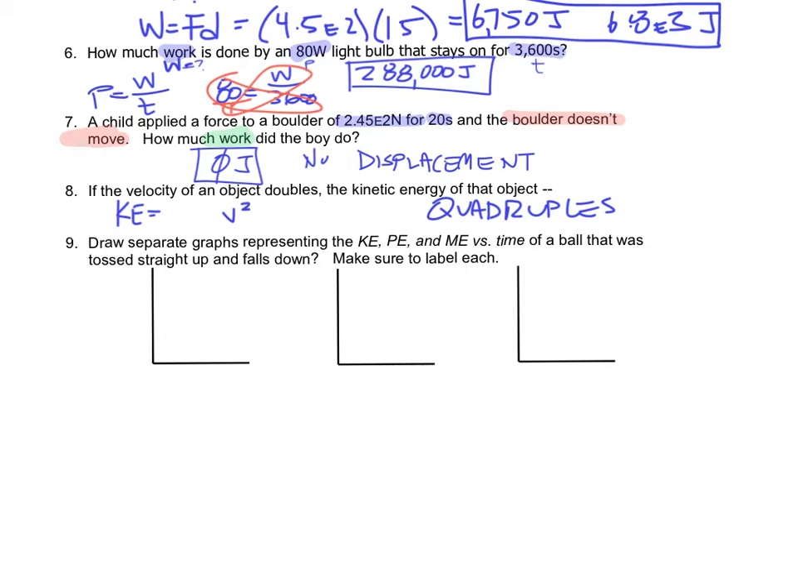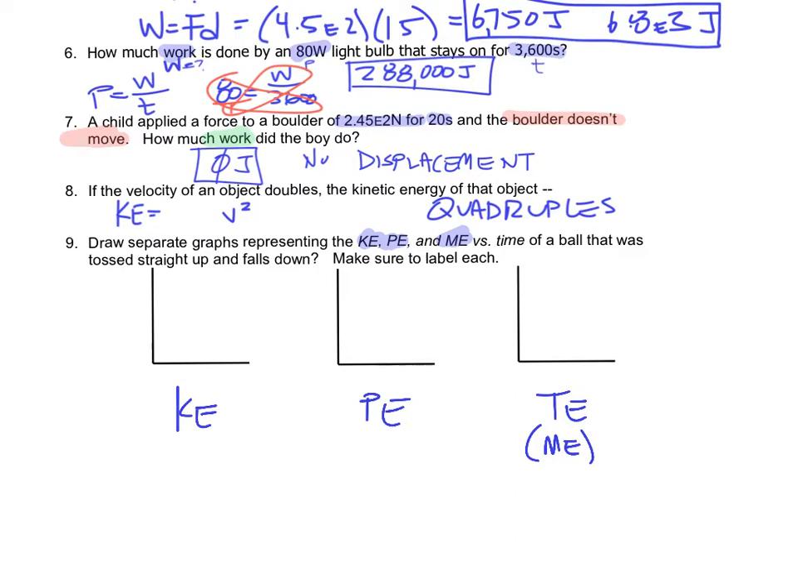All right, number 9, draw separate graphs. Okay, so I want to draw graphs that are going to represent KE, PE, and ME. So I'm going to draw this is going to be my kinetic energy, this will be potential energy, and this will be total energy, also written as ME.